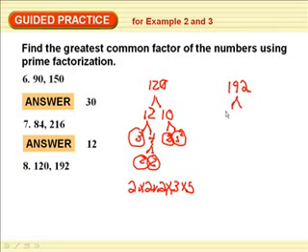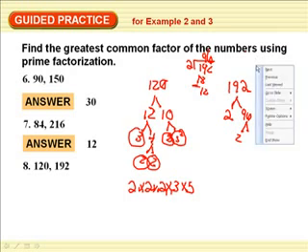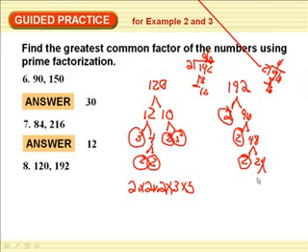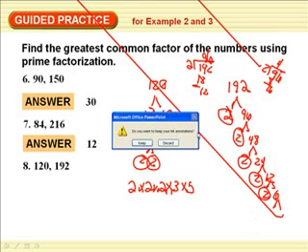192. I know it's even. 2 can go in. I'm not sure how many times, so I have to do a little division. 2 and 96. Again, 2 can go into 96. Oops, sorry. 48. Okay, I'm done with that one. 2 and 24, 2 and 12, 2 and 6. Look at all those 2s. 2 and 3.